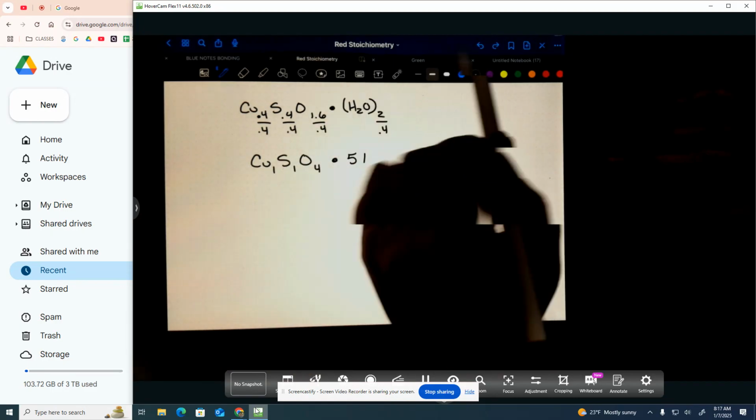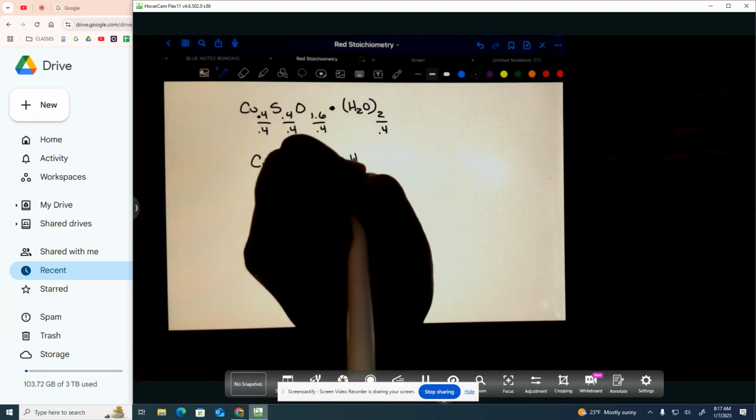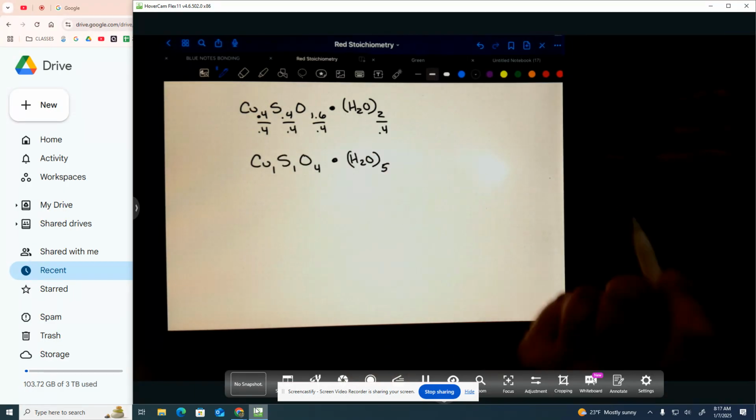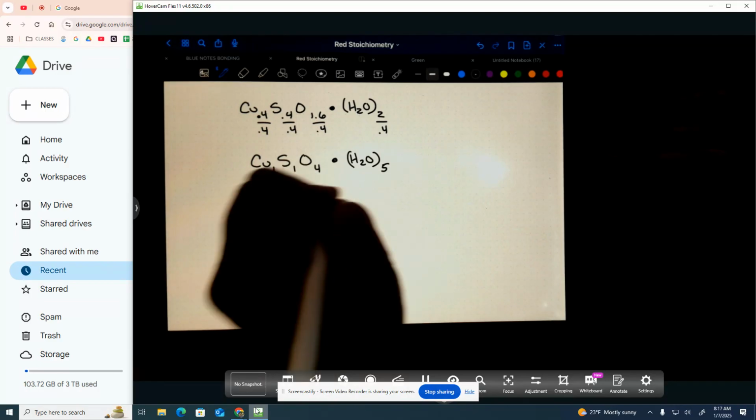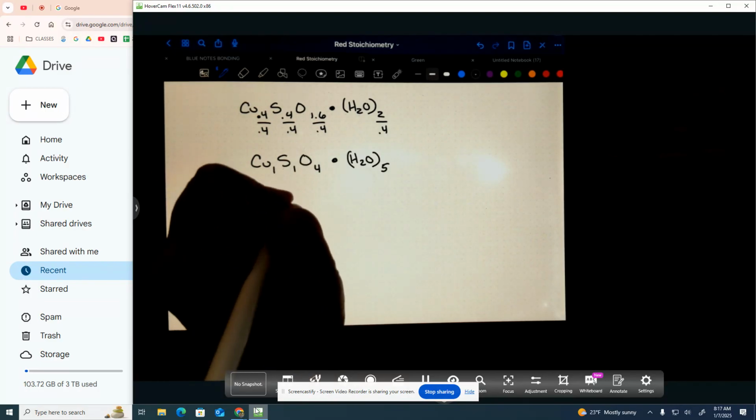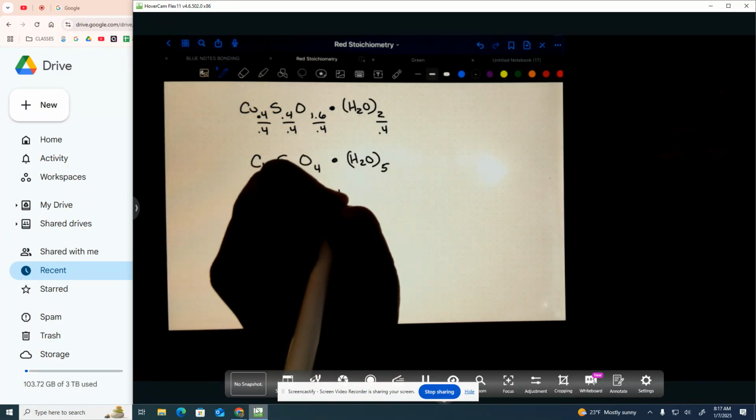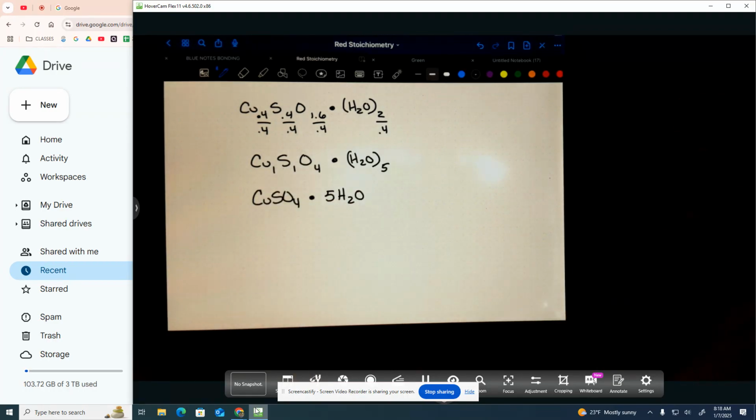Now, if you put the 5 here, it's okay. It's just saying there's 5 groups of water. I'm going to rewrite it in the conventional way where it says there's 5 waters attached to it. Okay? Do you see how all this went down? Alright, I'm shutting the video off now.